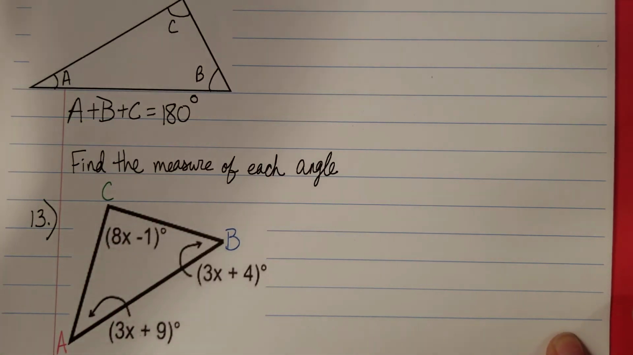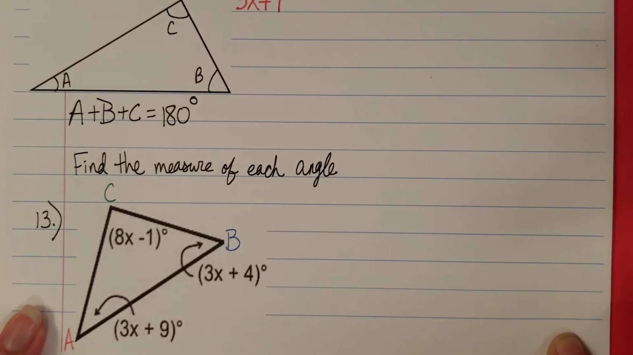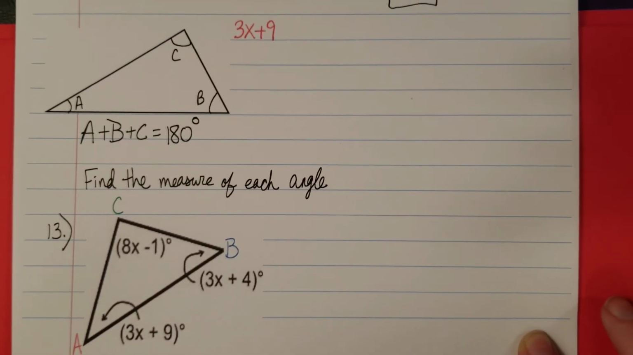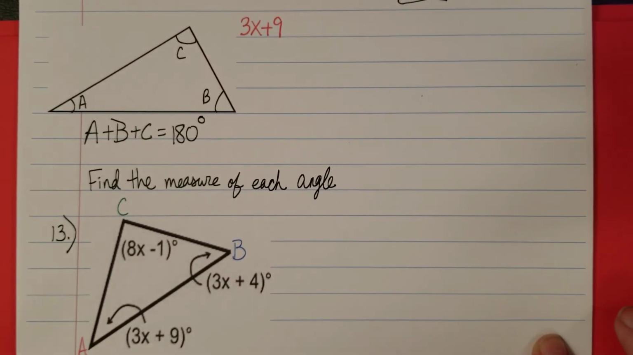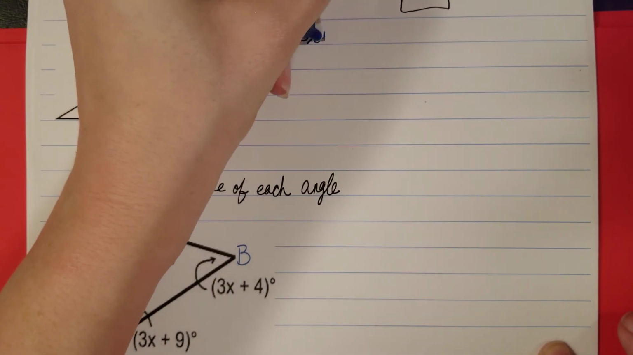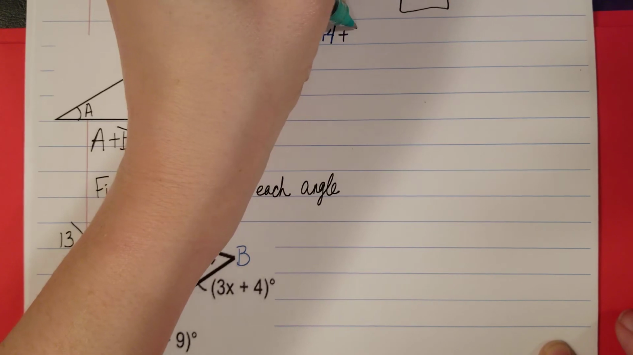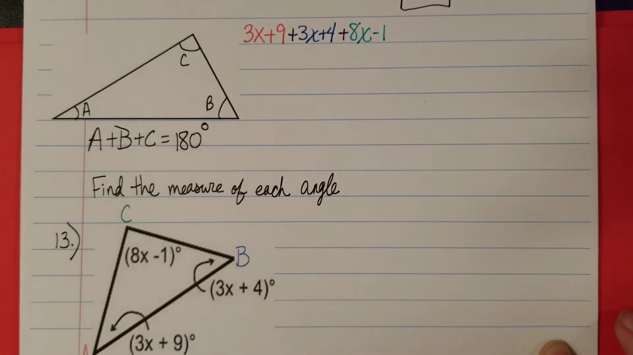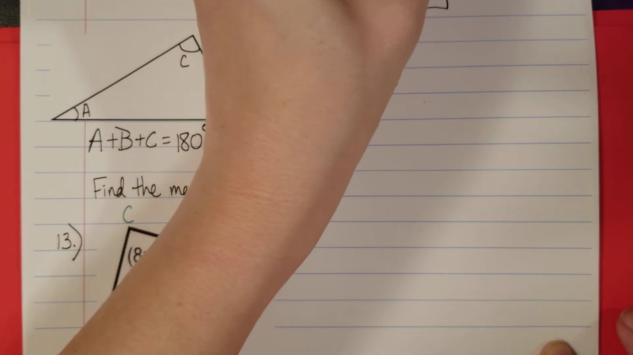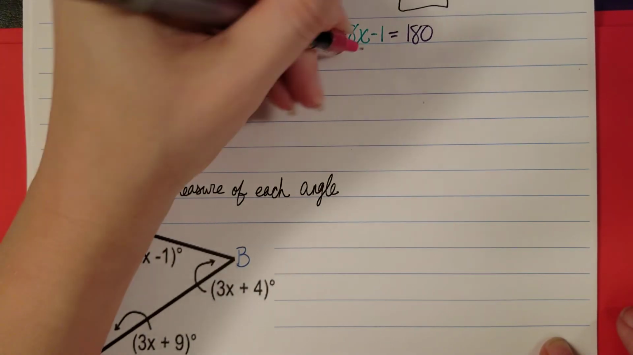Okay, so angle A, that is 3x plus 9, plus angle B, which is 3x plus 4, plus angle C, which is 8x minus 1. And that is equal to 180. All right. So let's combine the like terms.